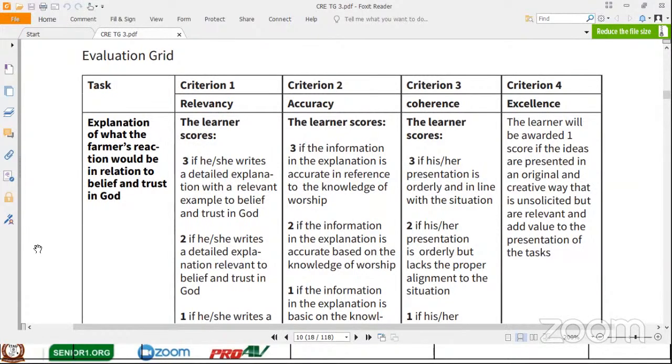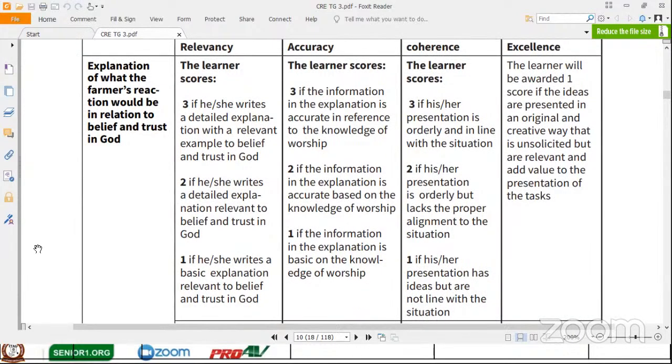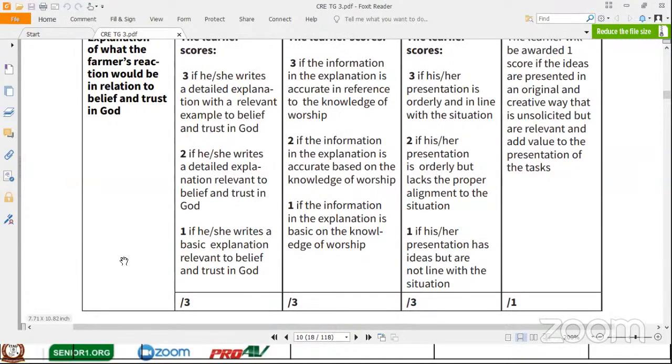The first basis is explanation of what the farmer's reaction would be in relation to the belief of God. So when it comes to relevancy, they are saying that you score 3 if the learner writes a detailed explanation with relevant example and trust in God. For example, if the learner gives an example of Job, if the learner gives a detailed explanation relevant to the belief in trust of God, but there's no example. And also, if she writes a basic explanation in relation to belief in trust in God.